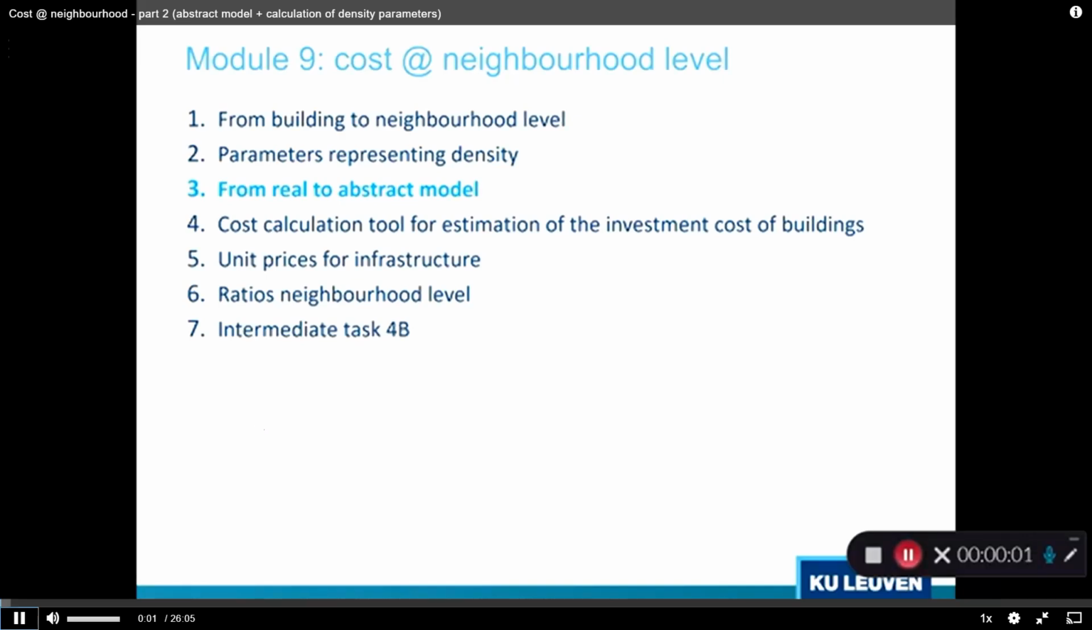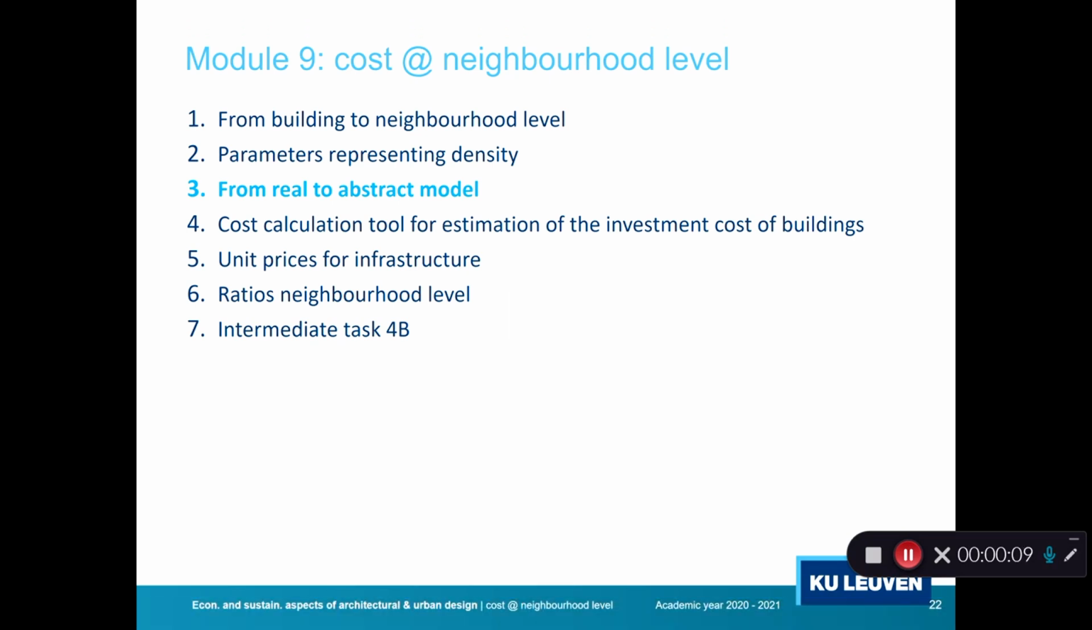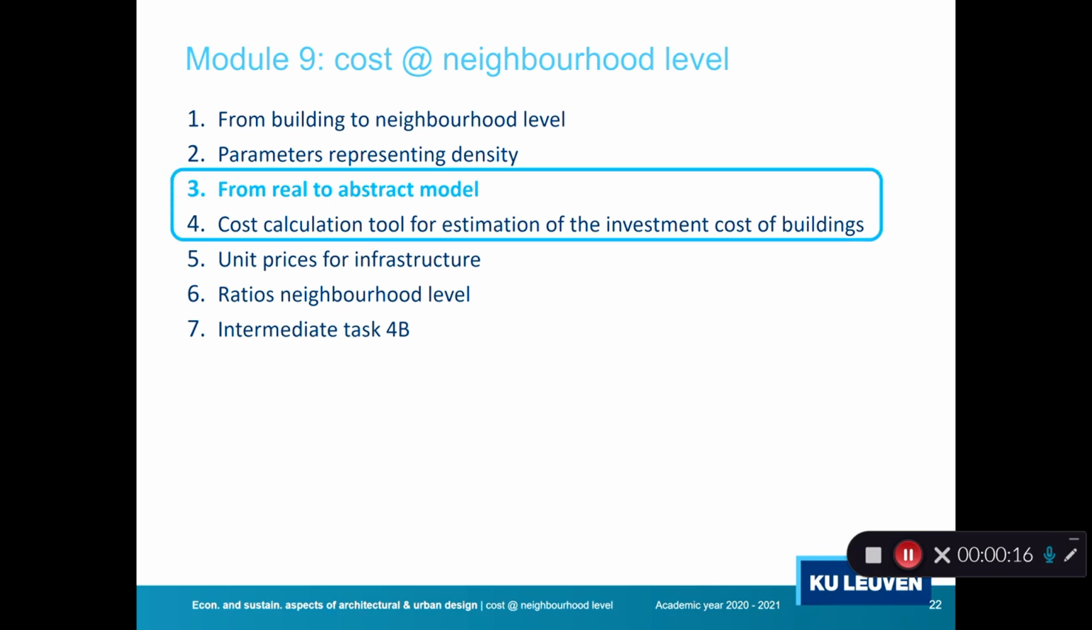The second video from Module 9, Cost at Neighborhood Level. In the previous part, we looked at how we proceed from building to neighborhood level and which parameters can represent the density at this neighborhood scale. In this second part, we will translate our real neighborhood to an abstract model, similar to what we did with the equivalent box building at building level.